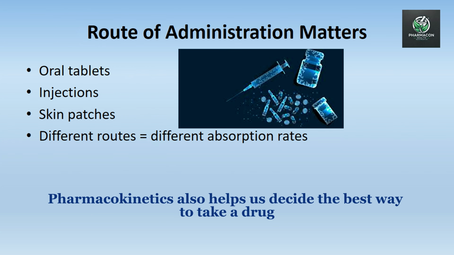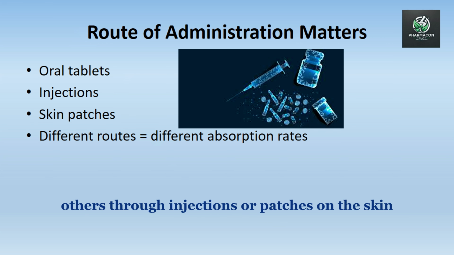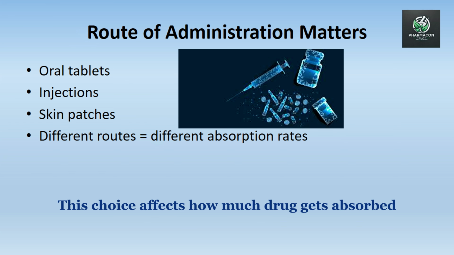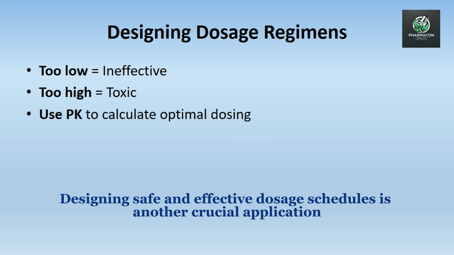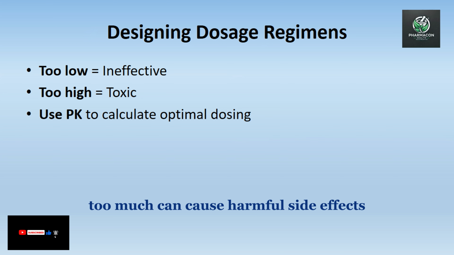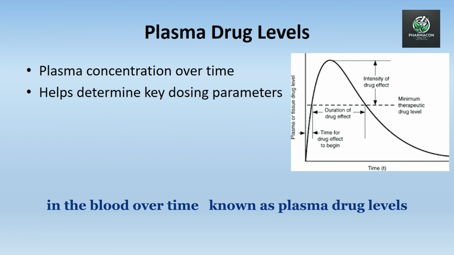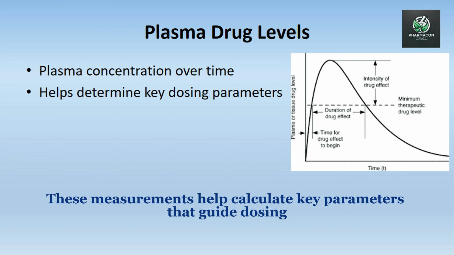Pharmacokinetics also helps us decide the best way to take a drug. Some medicines work better as tablets, others through injections or patches on the skin. This choice affects how much drug gets absorbed. Designing safe and effective dosage schedules is another crucial application. Too little drug may not work. Too much can cause harmful side effects. To do this, researchers measure the drug concentration in the blood over time, known as plasma drug levels. These measurements help calculate key parameters that guide dosing.